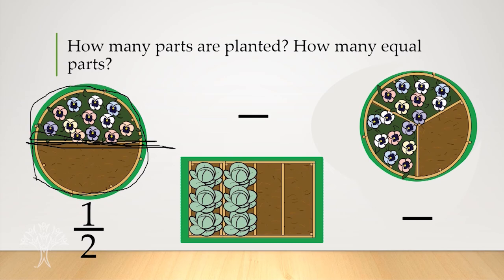Okay, ready? So in the rectangular garden bed, I see 2 sections that have plants in them out of 4 equal sections. So we would say 2/4 of this garden bed have plants in them. For the last circular garden bed, I see 2 sections that have flowers in them and 3 equal sections. So we would say 2/3 of this flower bed has plants in it. How did you do? Did you try your best? Good job working hard.